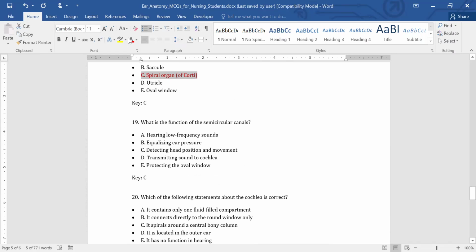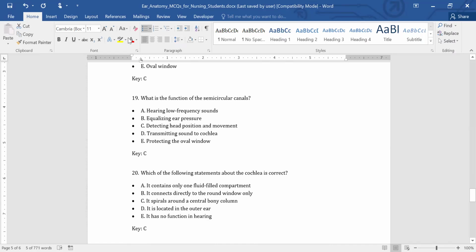What is the function of the semicircular canal? Allow low-frequency hearing, equalizing ear pressures, detecting head position and movement, transmitting sounds to the cochlea, protecting the oval window. So it detects the head position and head movement.